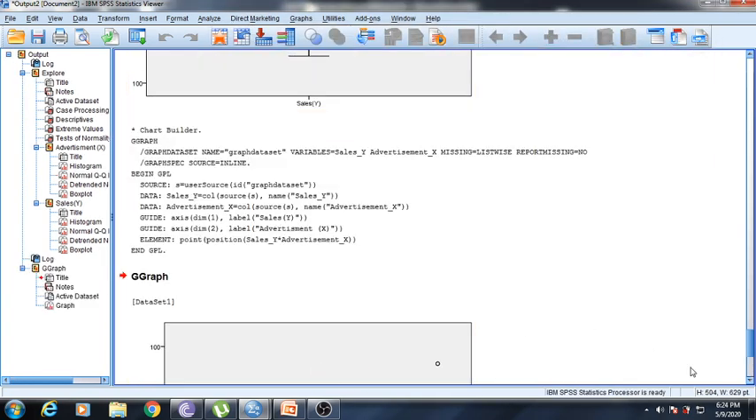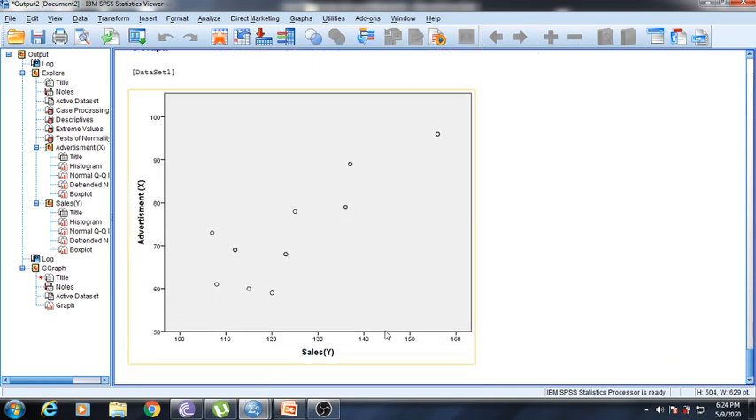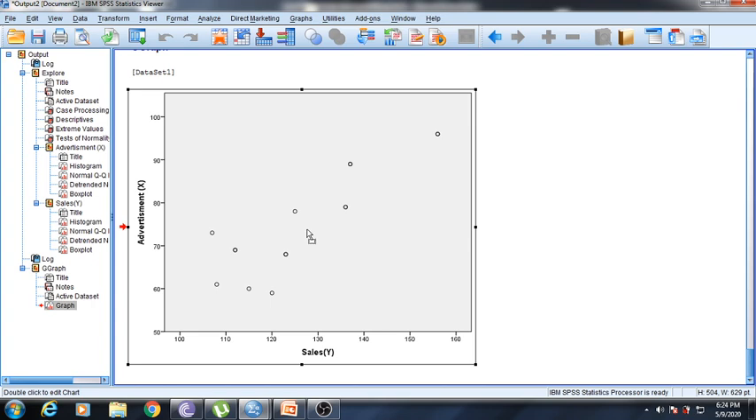So you can see here this graph. From here we want to see the normality. So the points, from the starting points, are going towards this. So it is a straight line. So the relationship between advertisement and sales is linear. So it is not curvilinear.